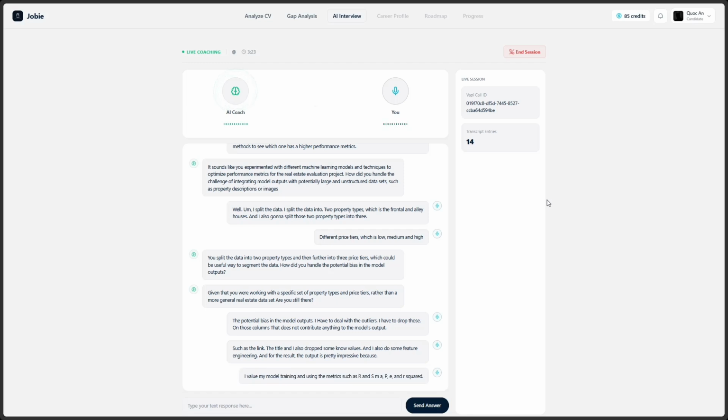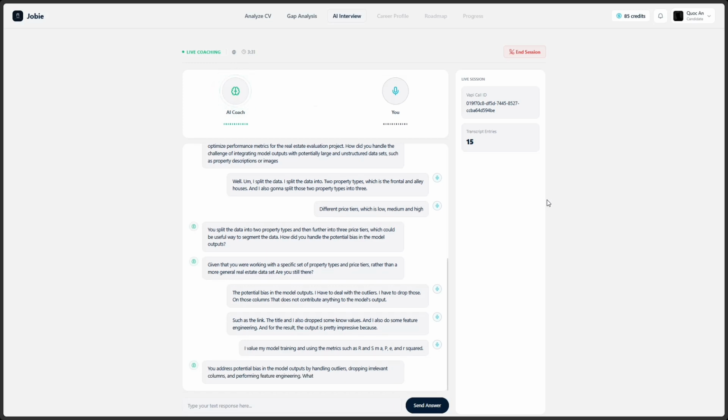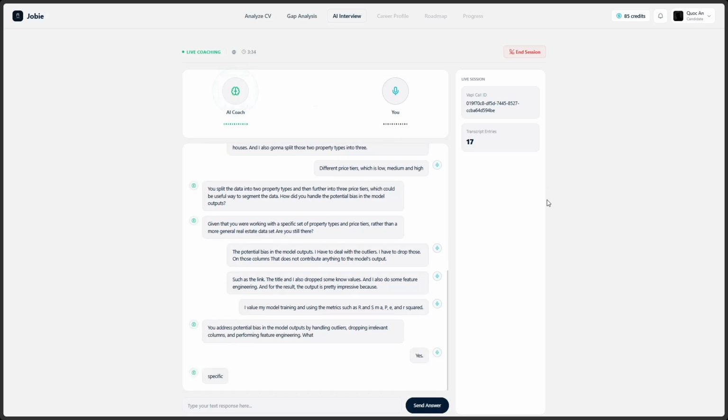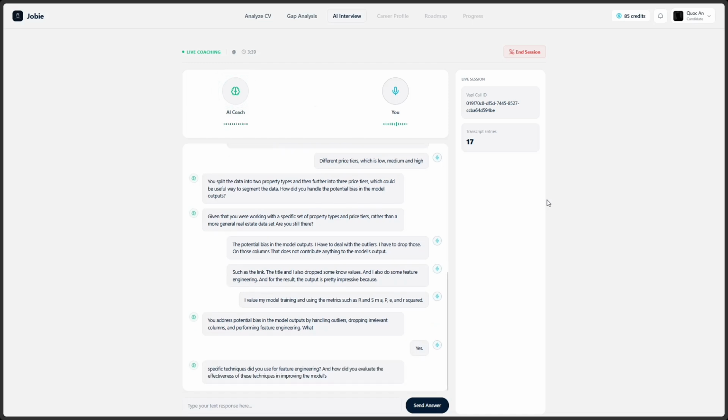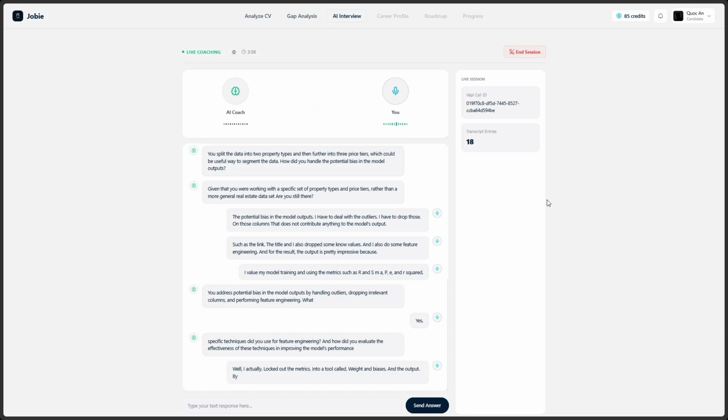You address potential bias in the model outputs by handling outliers, dropping irrelevant columns, and performing feature engineering. What specific techniques did you use for feature engineering, and how did you evaluate the effectiveness of these techniques in improving the model's performance? Well, I actually log all of the metrics into a tool called Weights and Biases, and the highest output is an R2 of 0.91 with a MAPE of 13%.